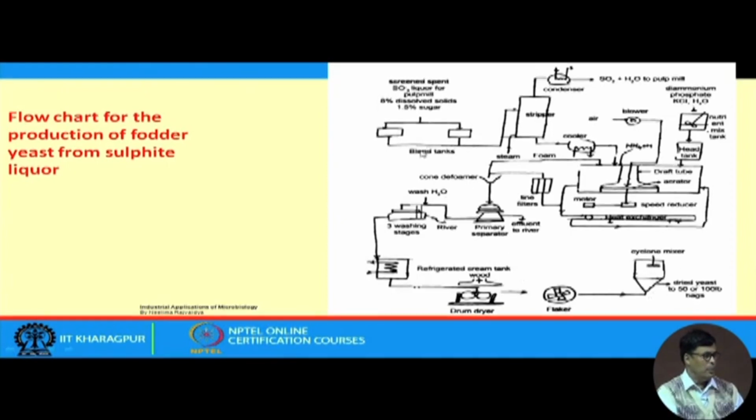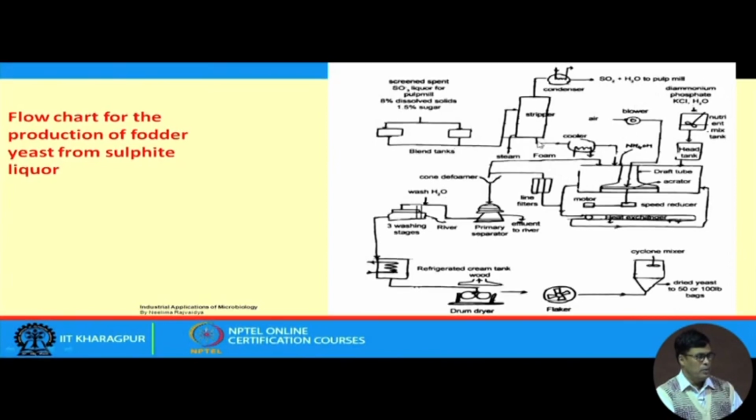So, here we can have the blended tank here. Then I shall explain this stripper. In the stripper, we pass the steam so that we heat the material. When we heat the material, sulfur dioxide goes out, and sulfur dioxide and water make the sulfurous acid.